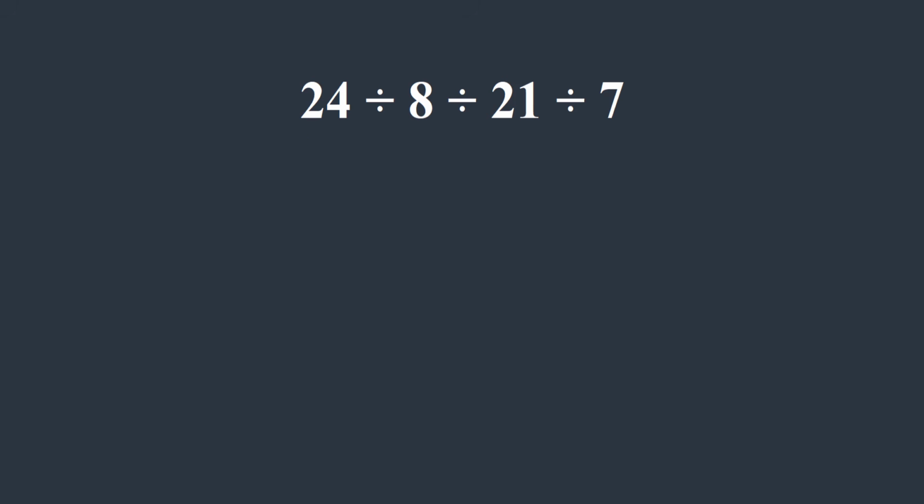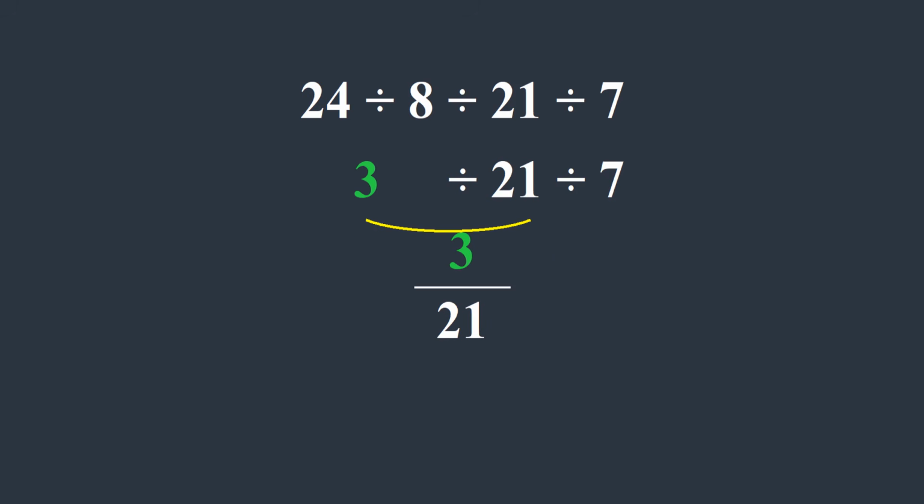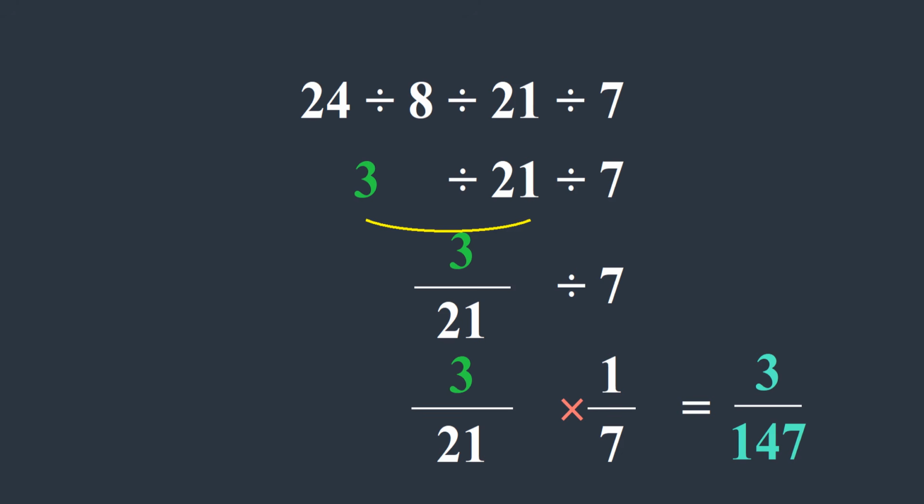So we have first this division, 24 divided by 8 equals 3. So we have 3 divided by 21 divided by 7, and we can write this part as 3 over 21 divided by 7. So we must keep the first fraction 3 over 21 and change division to multiplication times. Then flip the second fraction 1 over 7, which equals 3 over 147. And this is our final answer for this problem.